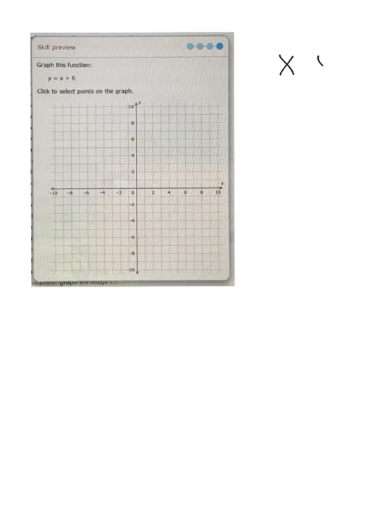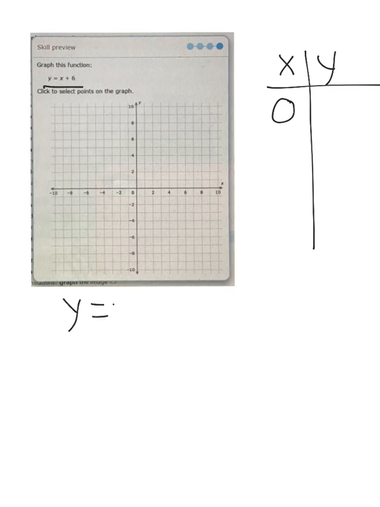When x is something, y is something. So I'm just going to make a simple t-chart. I always like to start with 0. So we have our equation down here: y equals x plus 6. When x is 0, 0 plus 6, obviously 6, y equals 6.